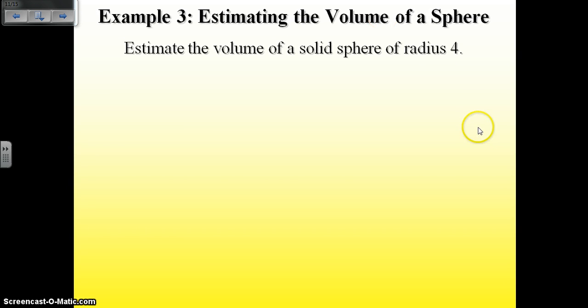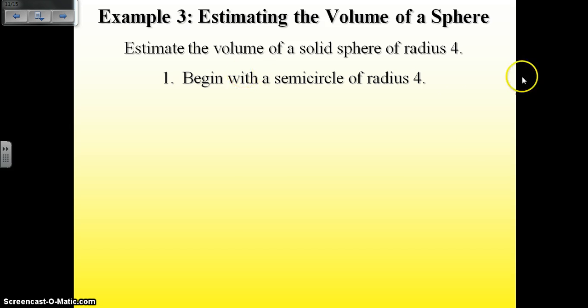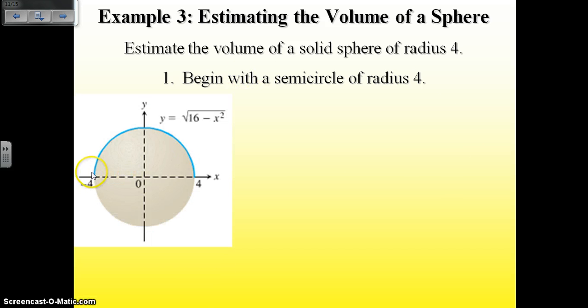Let's estimate the volume of a sphere. Now we all know how to find the volume of a sphere: 4/3 pi r cubed. Not a problem. But if we did not have that formula, we would need another approach. So here's what we're going to do in our approach. Let's start out with a semicircle of radius 4. So here's our semicircle right here, radius 4.